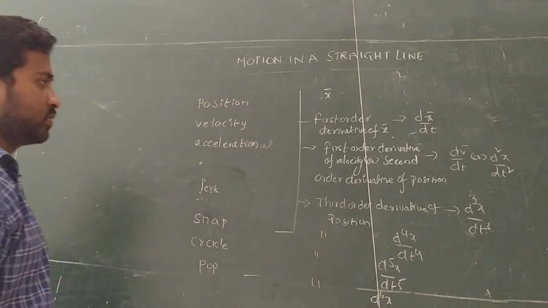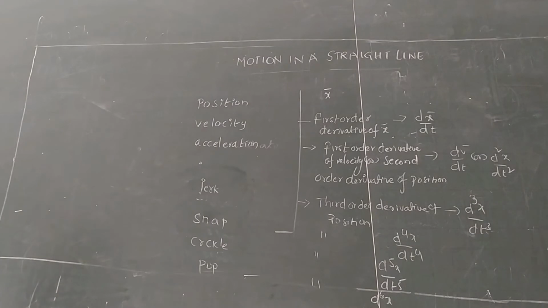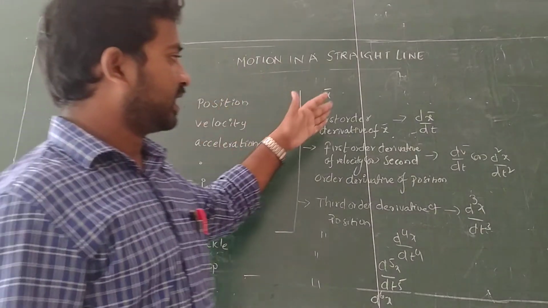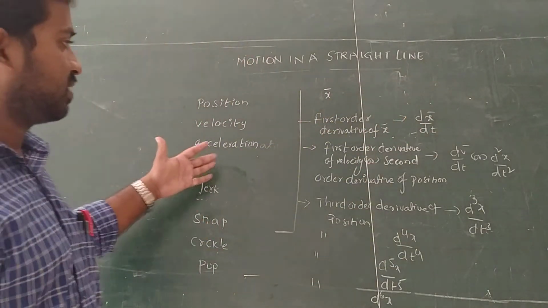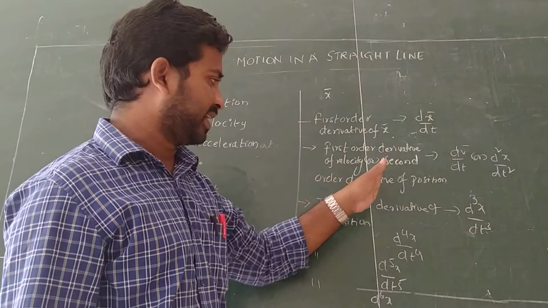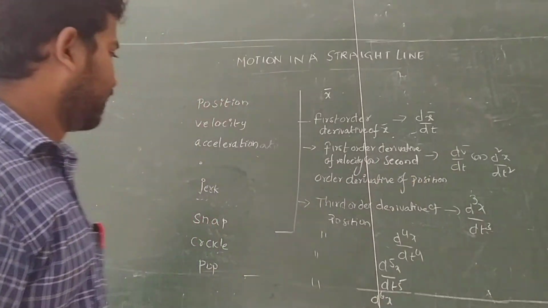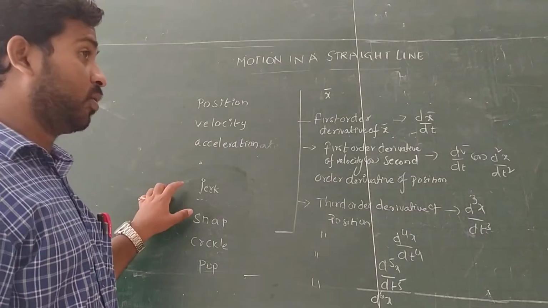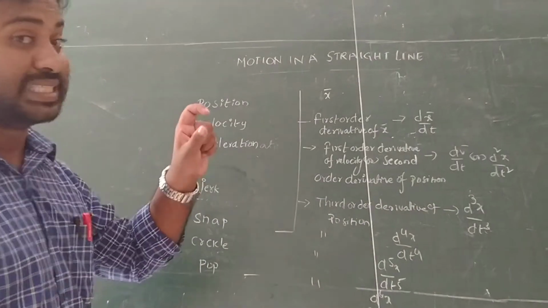So these are the first order, second order, third, fourth, fifth and sixth order derivatives. Position means x bar, velocity means the first order derivative of x bar, and acceleration means the derivative of velocity, or the second order derivative of position. Jerk means the third order derivative of position. So what is jerk? Already we told, the rate of change of acceleration we call jerk.